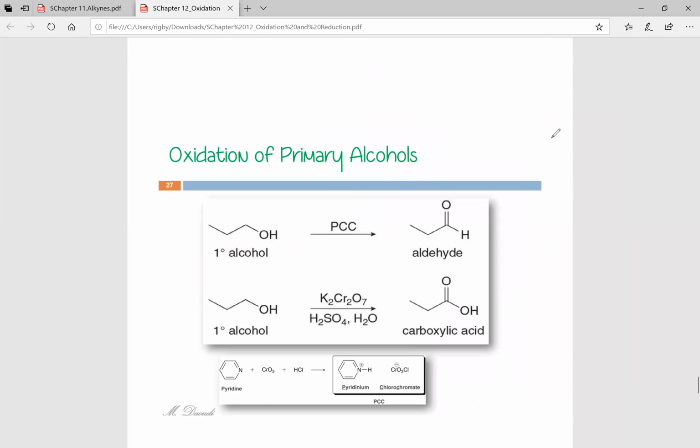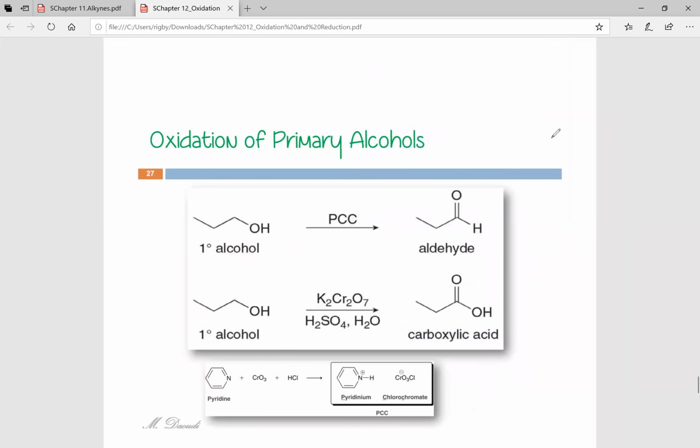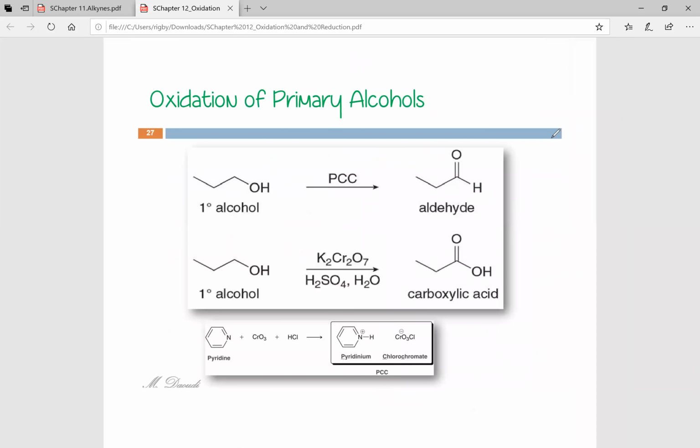And so we can see here basically the overall difference between using PCC and a strong oxidizing reagent. When we use PCC with a primary alcohol, we end up with an aldehyde. If we use a strong oxidizing reagent, we end up with a carboxylic acid.